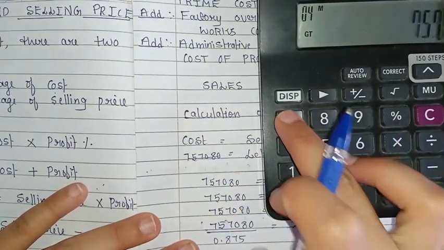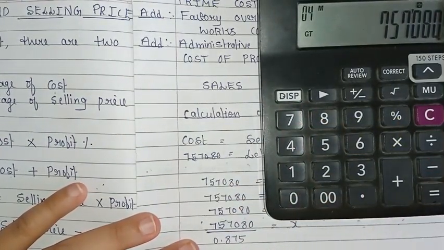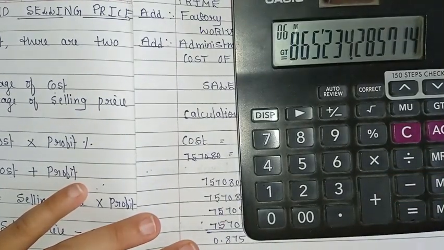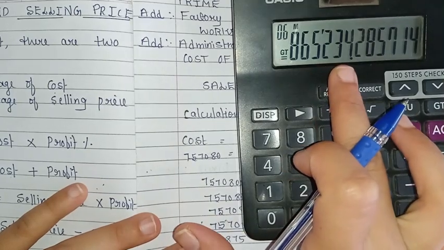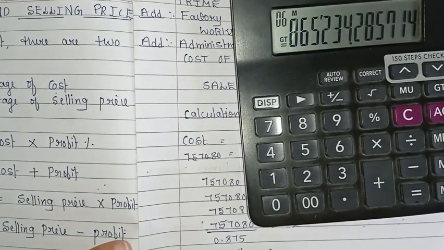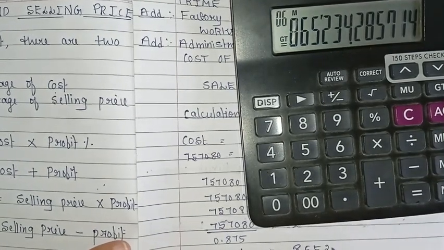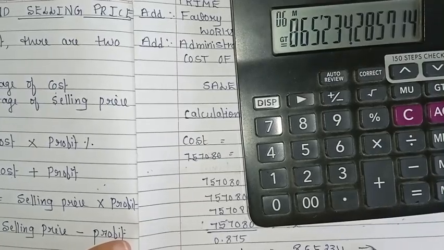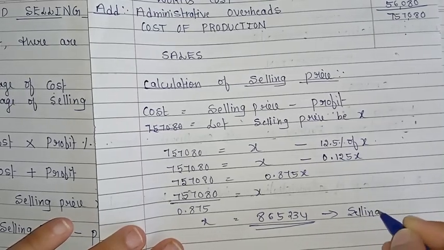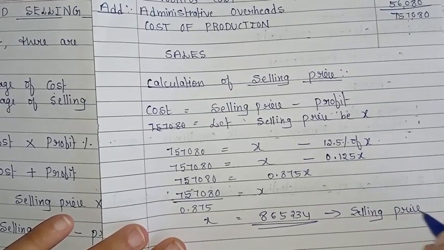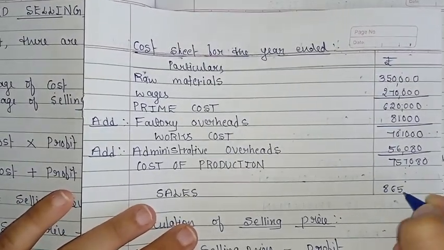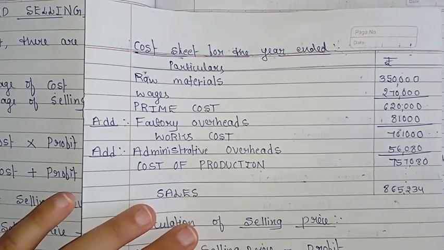So 7,57,080 divided by 0.875. How much? Equals 8,65,234. So X equals 8,65,234. That is our selling price. Clear? Write down here sales 8,65,234. This is our sales.